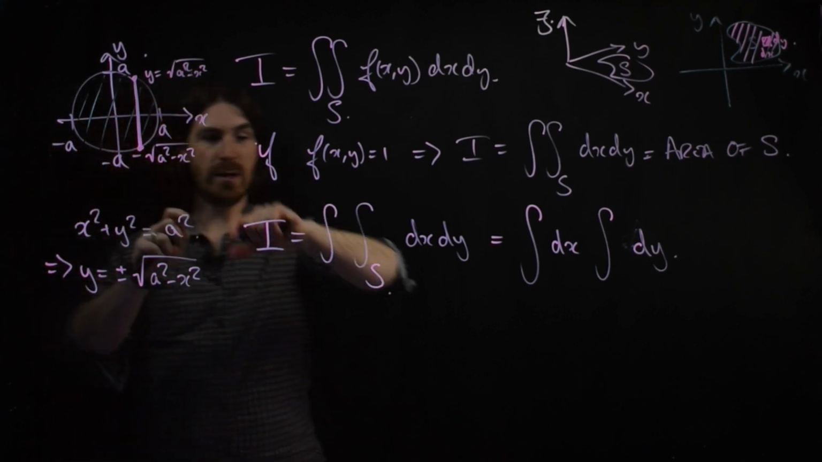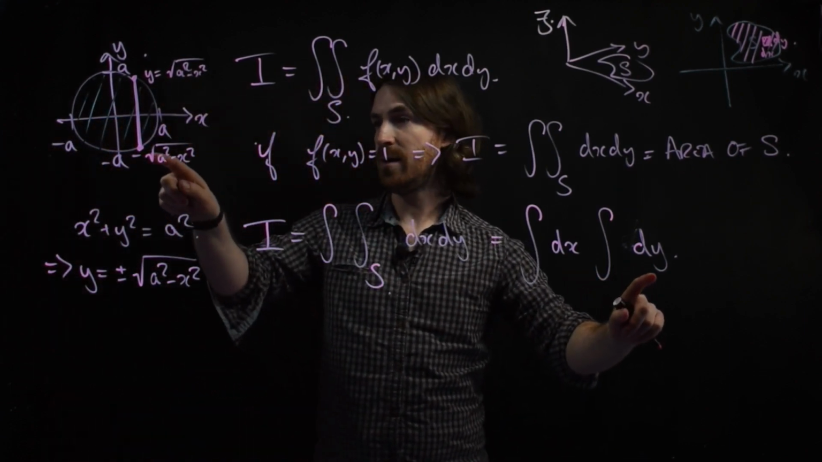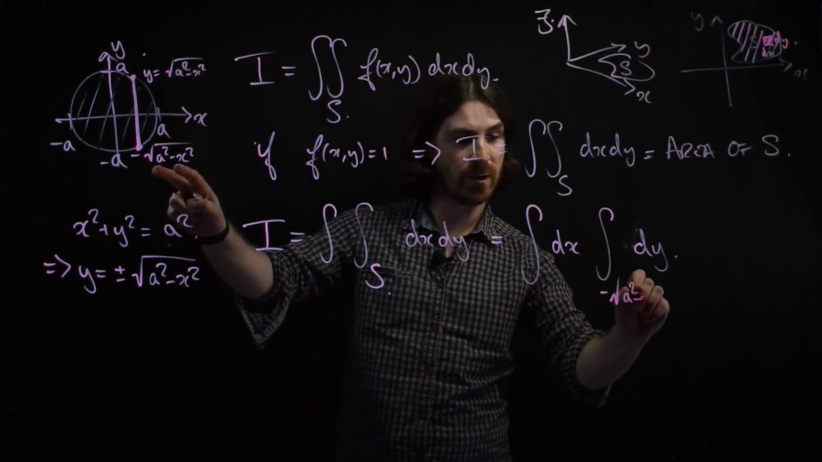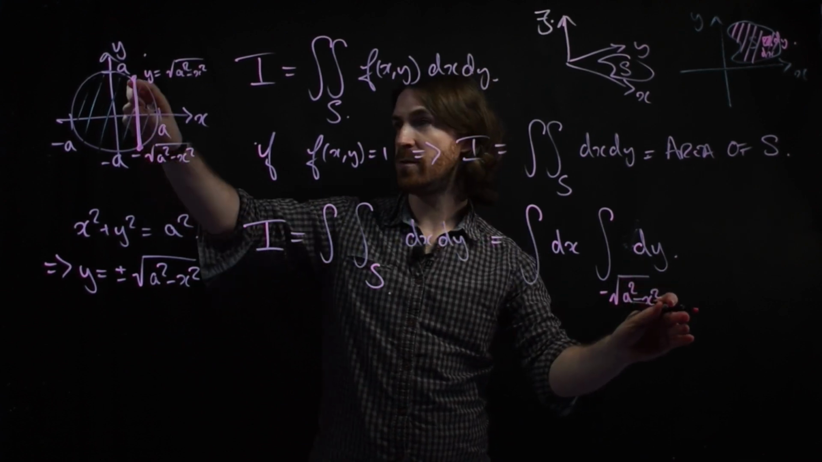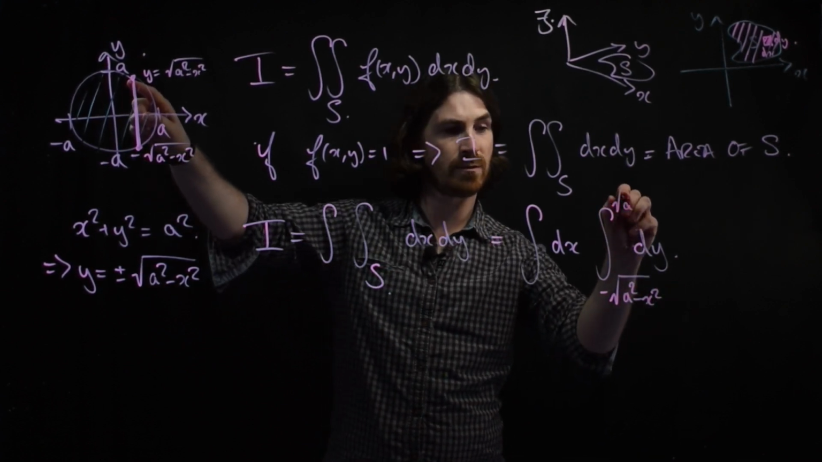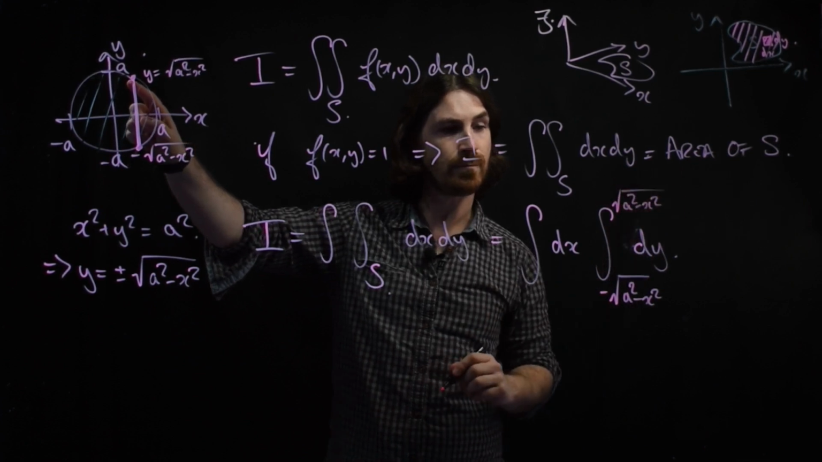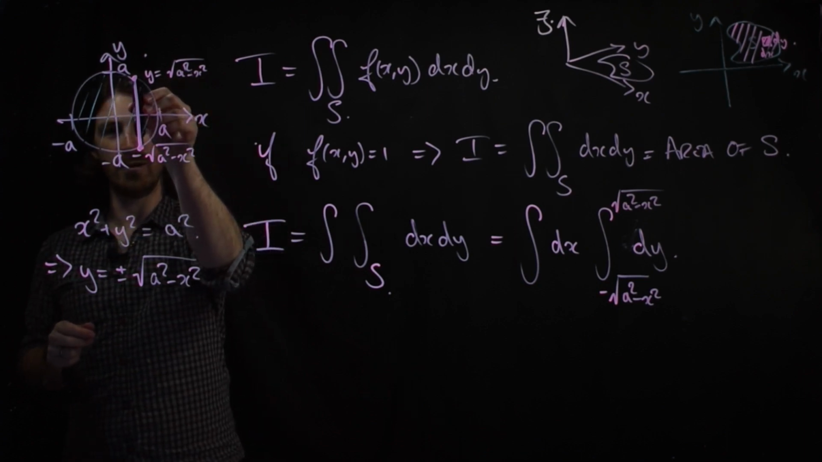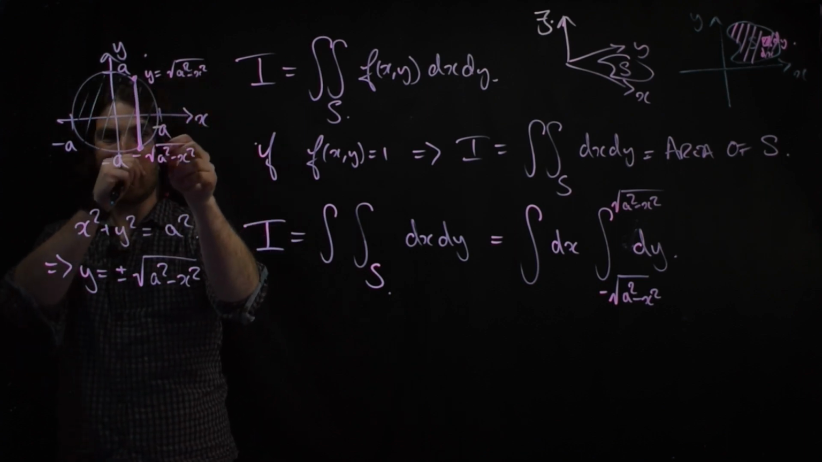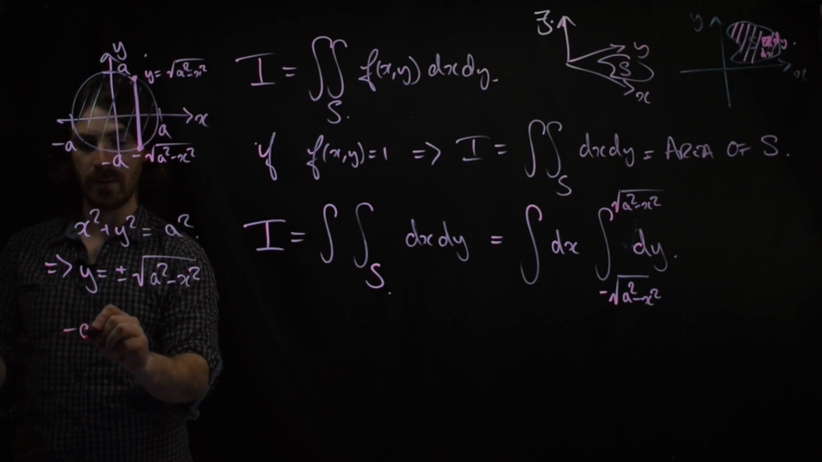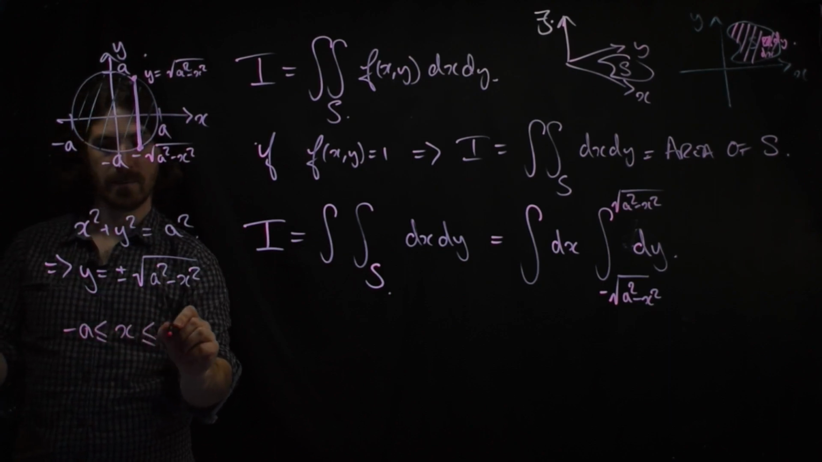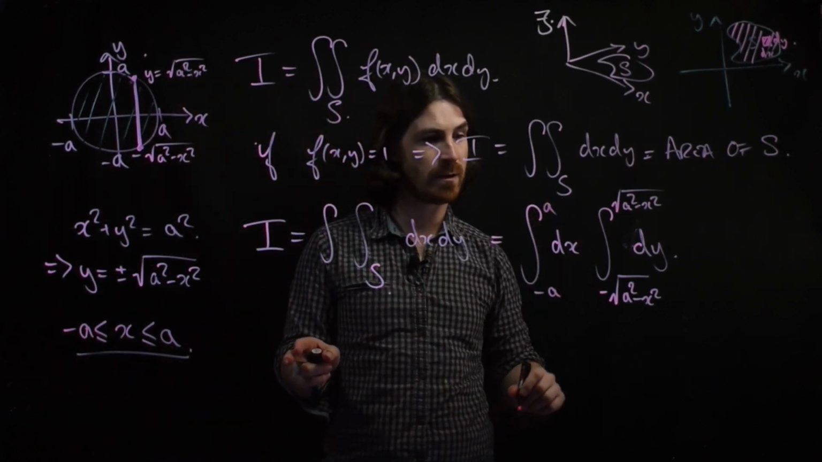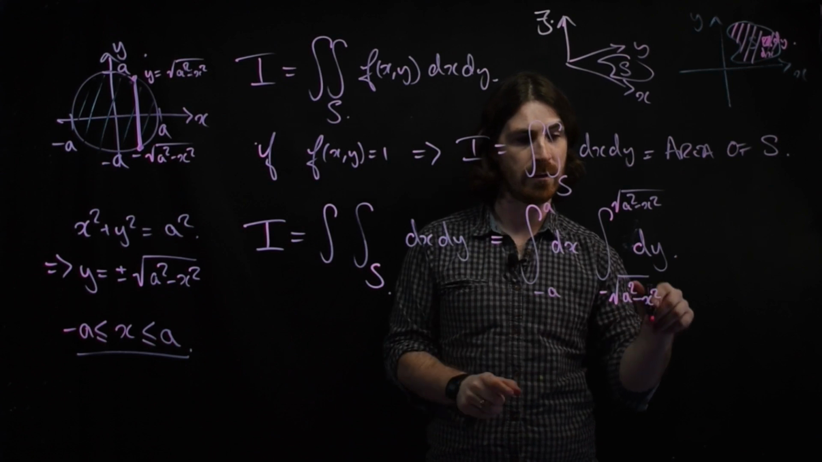So we're going to do an integral over y from this value, minus the square root of a squared minus x squared, up to this value, the square root of a squared minus x squared. And then we do the integral over x, which means we consider all such lines. And x here just goes from minus a to a. Okay, and this will be the area of our circle.